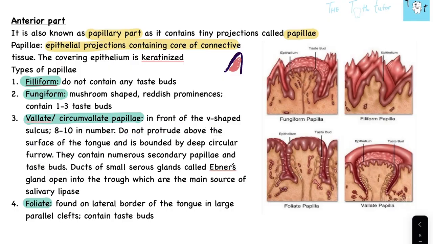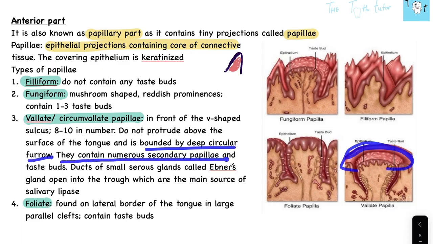So if you see all the other papillae, they are coming out of the surface of the tongue. But this one, this is the circumvallate papillae. This is the surface of the tongue, but this is contained within the surface of the tongue. So this is one of the features. It is bounded by a deep circular furrow. So this is the furrow that binds the papillae.